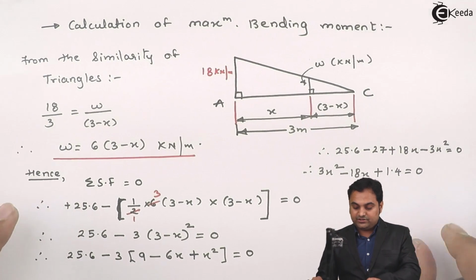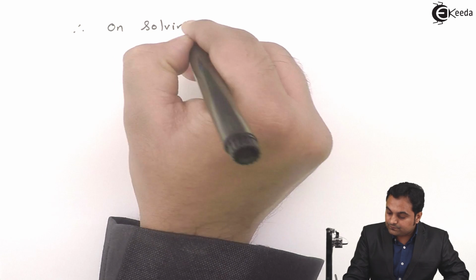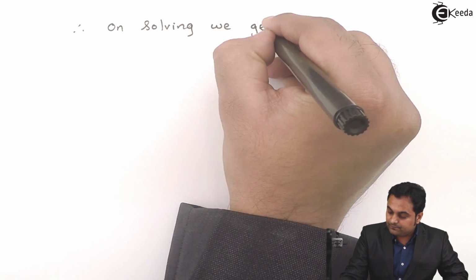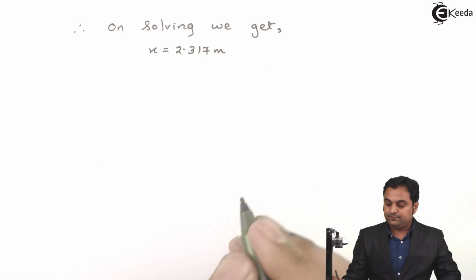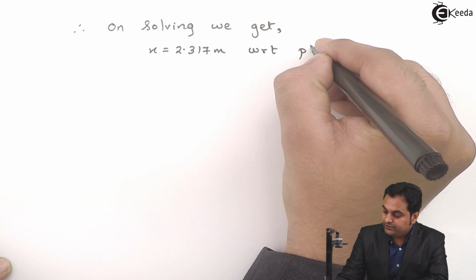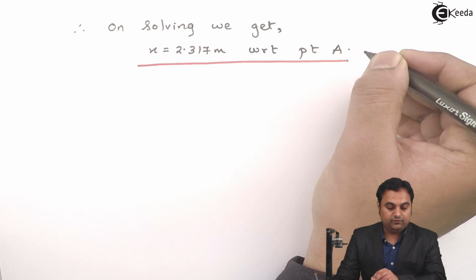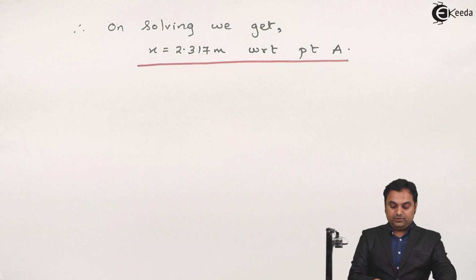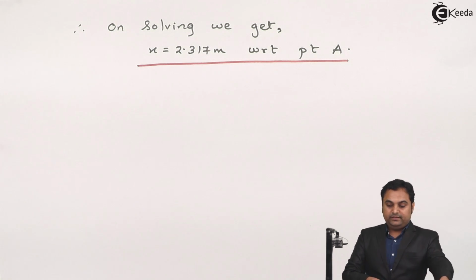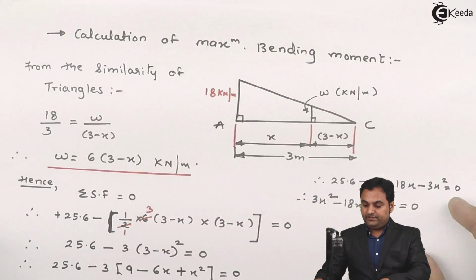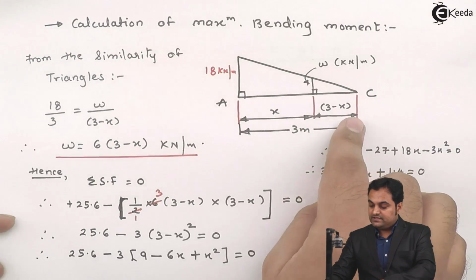So therefore on solving this equation, we get the value of x equal to 2.317 meters, and this is with respect to point A. So we have found out the location where shear force will be 0, and that location from point A is 2.317 meter. Now I'll find the distance from C as well.